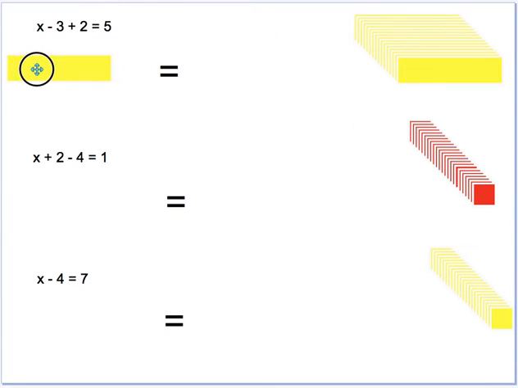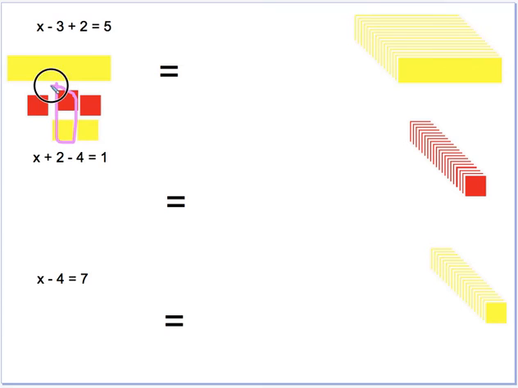So on the left-hand side, x minus 3, 1, 2, and 3, and plus 2, 1, 2. And you're going to notice that I group these together in a very particular fashion. I put a red one above a yellow one, and hopefully you know why. It's because I'm creating zero pairs, right? And that's going to be when we simplify it and we solve for x. That's what we're going to do next.